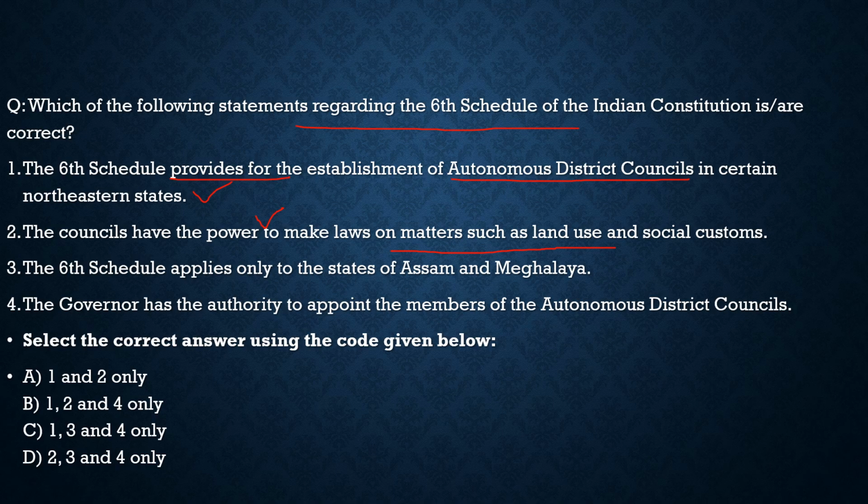Then the third option here: the sixth schedule applies only to the states of Assam and Meghalaya. No, it does not apply to Assam and Meghalaya only. Mizoram and Tripura are also included in the sixth schedule. Then the fourth statement: the governor has the authority to appoint the members of the autonomous district council. It is also incorrect. He has very limited authority to appoint. This statement becomes very broad, so this statement is also incorrect.